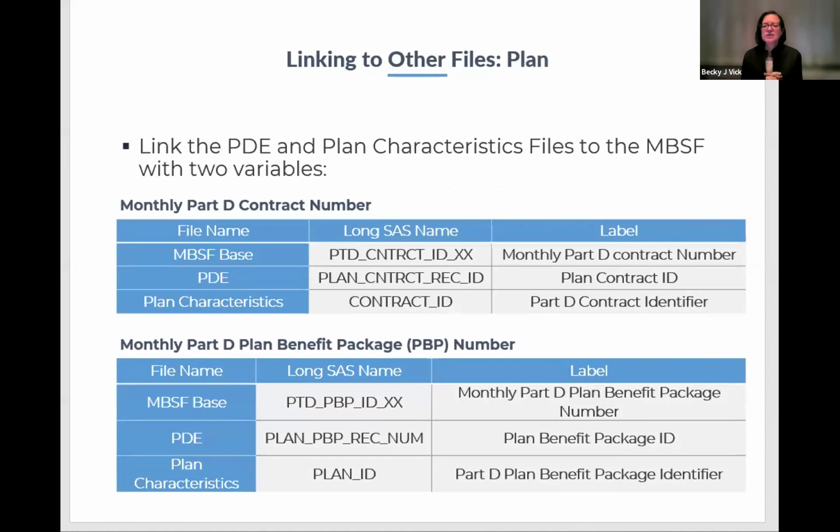This slide shows you that all of these Part D files that we talk about today will have variables that are common among the files, which you use to do your joins, but they sometimes have different names. Ideally they would all have the same names, but they don't. So this is helpful. It shows you that in the MBSF, the contract ID has that name, whereas in the drug events it's slightly different. It's called the plan contract rec ID, and in the plan characteristics files, it's called just plain contract ID. And in the bottom table there, you also can see the PBP variable.